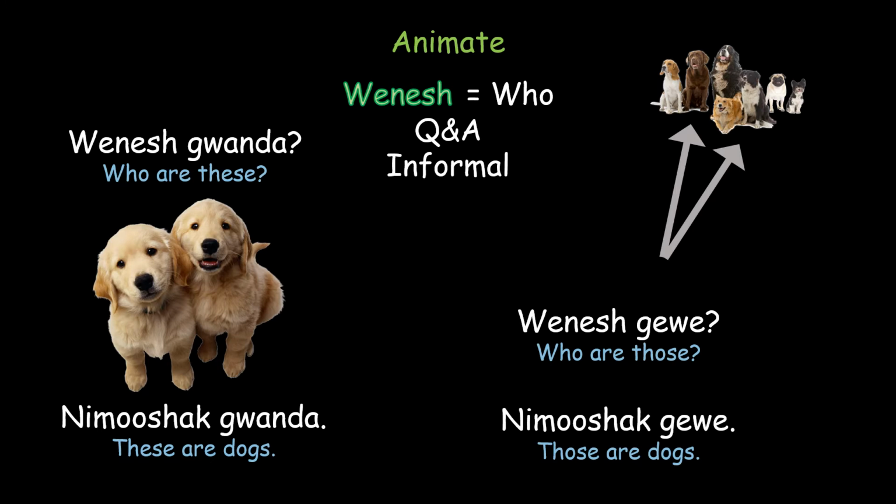In plural form, still looking at animate, wenish gunda. Who are these? Nimushuk gunda. These are dogs. And looking at the dogs in the distance, wenish gewe. Who are those? Nimushuk gewe. Those are dogs. Wenish gunda, nimushuk gunda. Wenish gewe, nimushuk gewe.